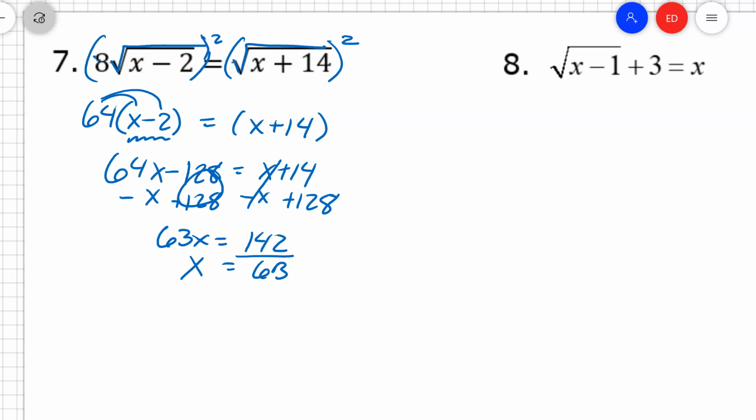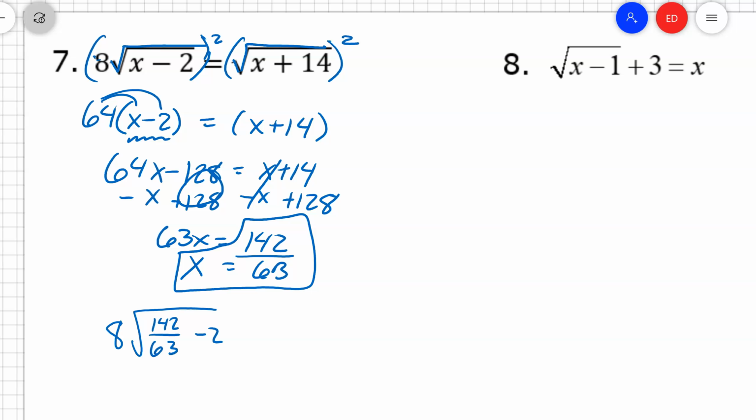Okay, I was just triple checking there. Our end answer is 142 divided by 63. There are no factors that will go into 142 or 63, so that's going to be our end answer. We're going to go ahead and plug that back in to see if that is going to work. Okay, and I'm just going to go ahead and substitute that in. This isn't going to be pretty, but it's 142 divided by 63 minus 2 equals the square root of 142 divided by 63 plus 14.